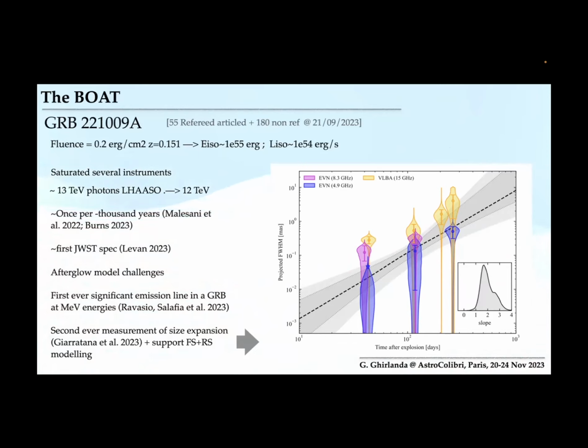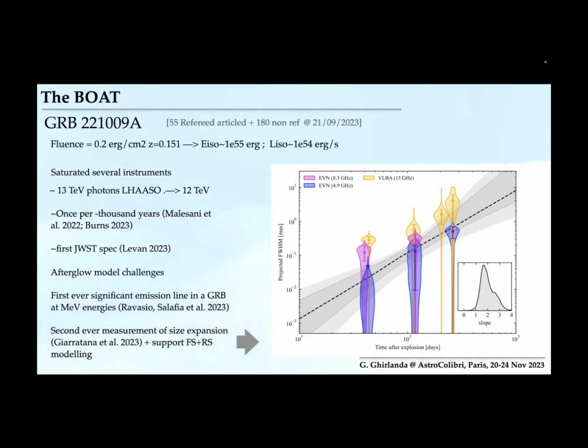But I just want to mention this last point here, because it's very fresh. What we could do, in this case, exploiting radio observations, is to measure the evolution of the size of the burst. It is the second ever burst in which the size evolution measurement is possible. The other one is from 2003. So what we measure, thanks to radio VLBI observations, with both European and US antennas, is the evolution of the projected size, in milliarcseconds, in the plane of the sky as a function of time.